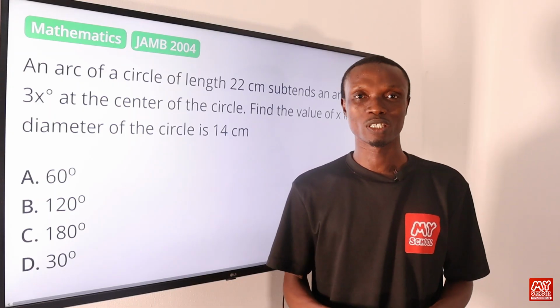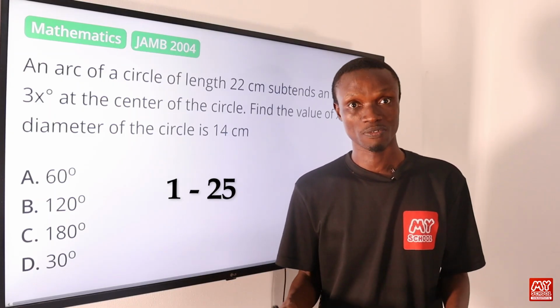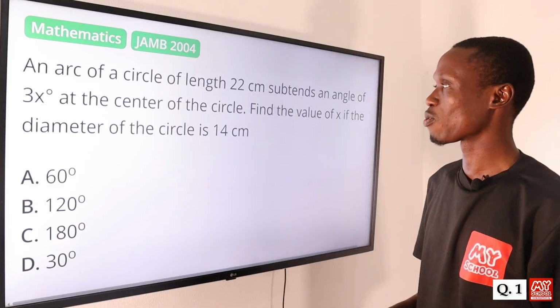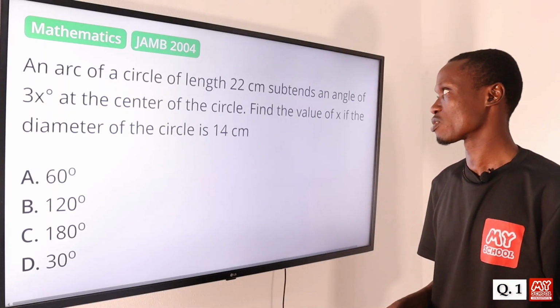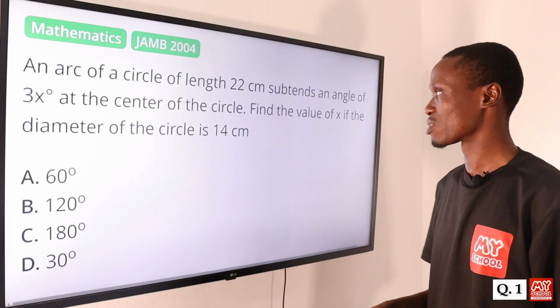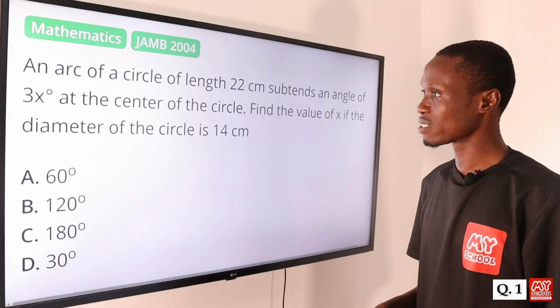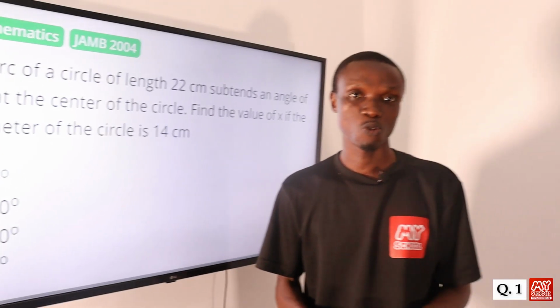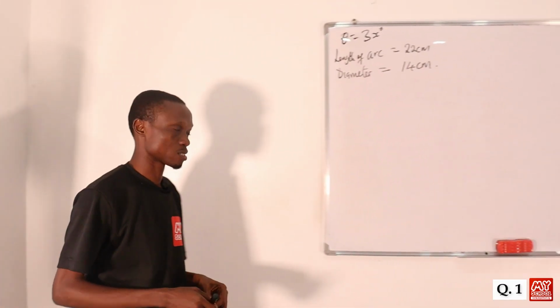In today's video, we shall be answering questions 1 to 25. So let's kick off with question 1. An arc of a circle of length 22 centimeters subtends an angle of 3s degrees at the center of the circle. Find the value of s if the diameter of the circle is 14 centimeters. So let's move over to the board to provide the answer to this question.